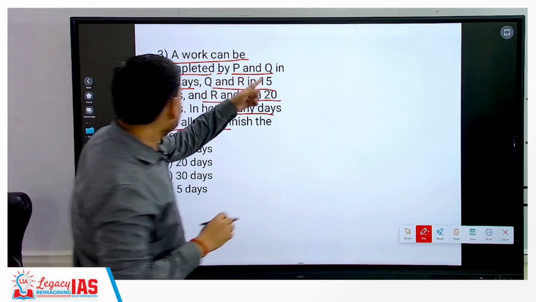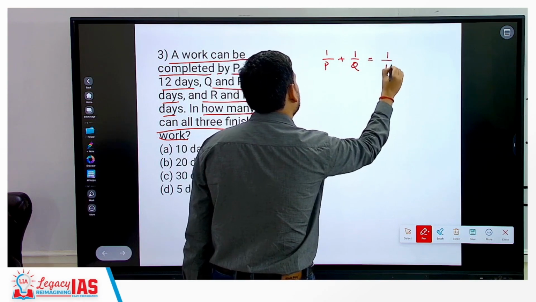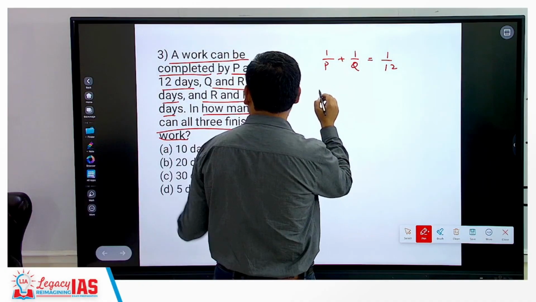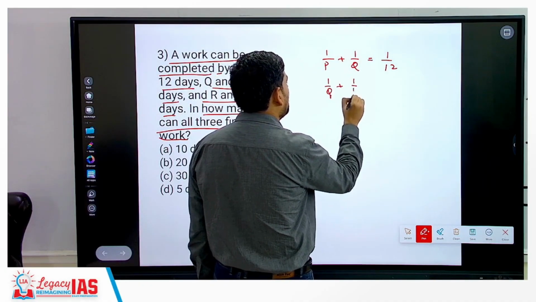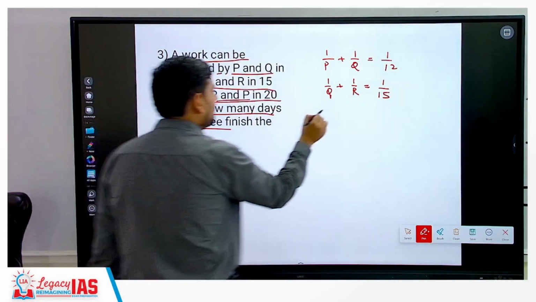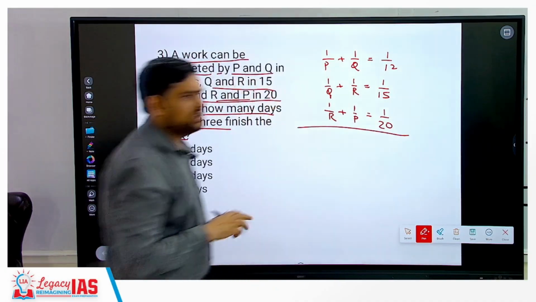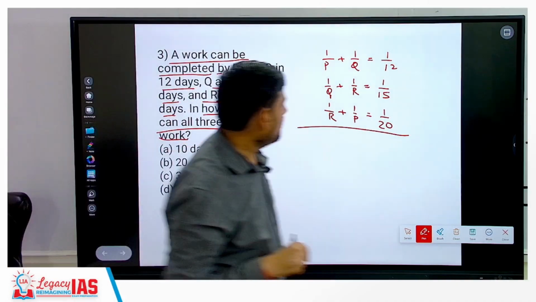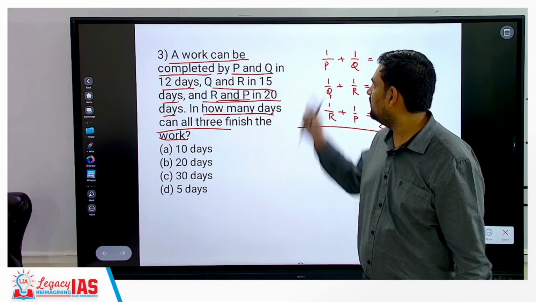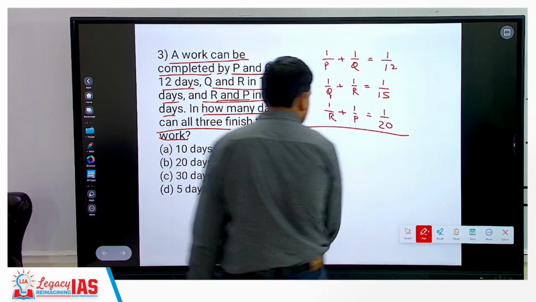Now, first one, P and Q are working, so 1 by P plus 1 by Q. This is completed in 12 days, so 1 by 12, correct? Next one, Q and R are working together, complete in 15 days. So 1 by Q plus 1 by R is equal to 1 by 15. Then next, R and P. So 1 by R plus 1 by P is equal to 1 by 20. Simple. Same thing we are doing again and again, correct? So we have written all these combinations. Whatever the combination, you write it in these terms only: 1 upon whatever time they take to do it alone. Simple.